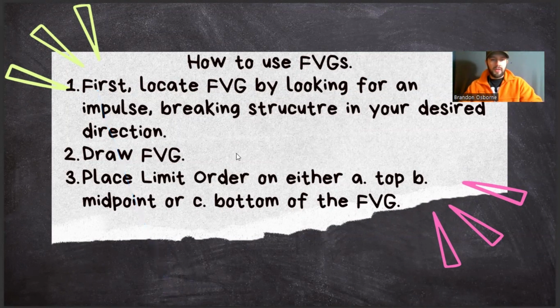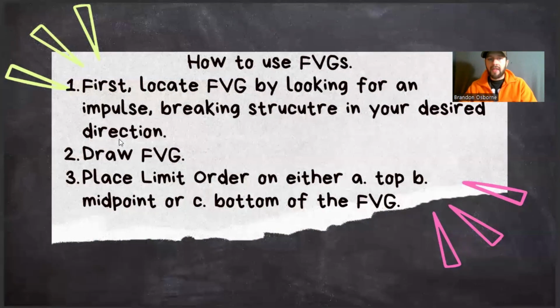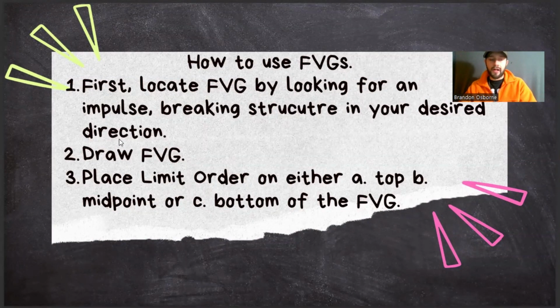First, you locate the fair value gap by looking for an impulse breaking structure in your desired direction. And then two, you draw the fair value gap. Three, you place the limit order on either A, the top, B, the midpoint, or C, the bottom of the fair value gap.